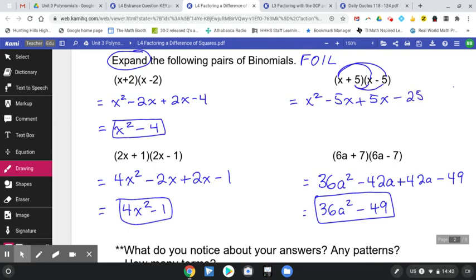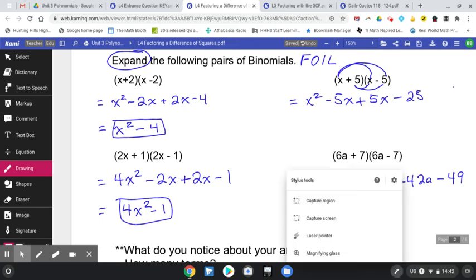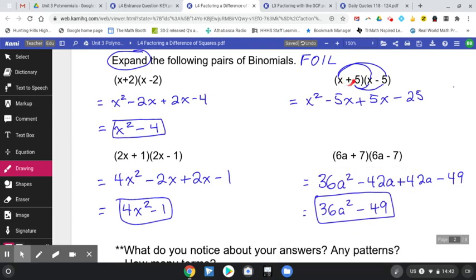Now, the interesting thing about all of these polynomials is, because we've got opposite signs here and here, we end up with these opposite terms. And those two opposite terms are called zero pairs. Together they make 0. So it's almost like they cancel each other out. And all I have left is the x squared minus 25.